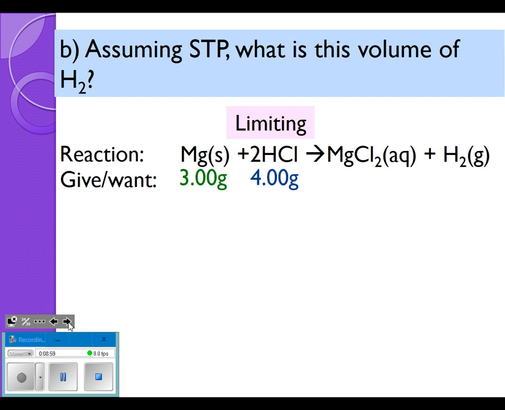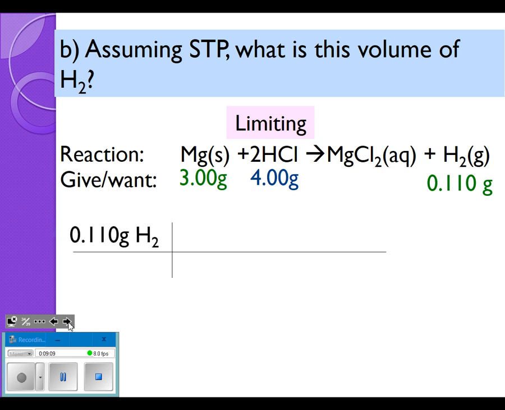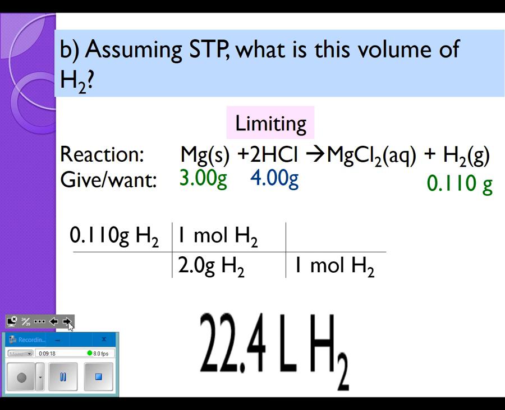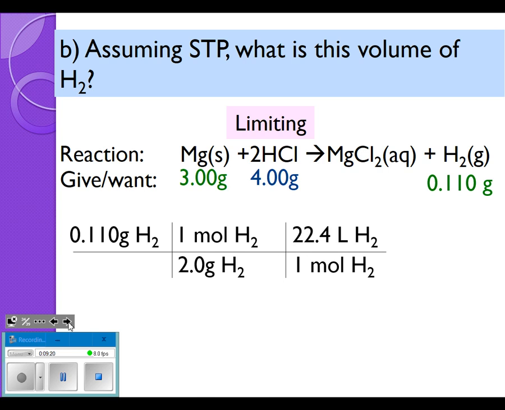So, assuming STP, what is this volume? We knew that we could get 1.10 grams of it. So for every 2 grams, change it from grams to moles. And then we know for every 1 mole, there's 22.4 liters. That's actually a mole conversion, so just realize that that's not anything new. That's just taking an answer that you had gotten and converting it from one unit to another using moles.